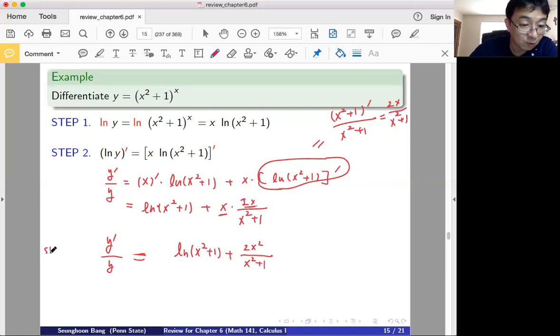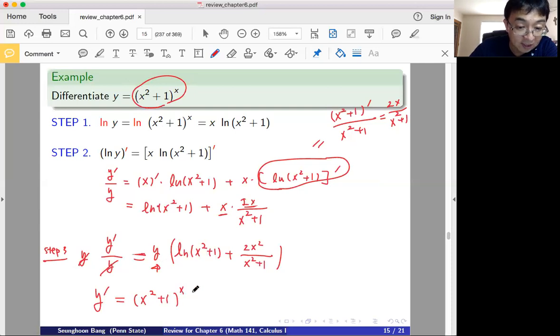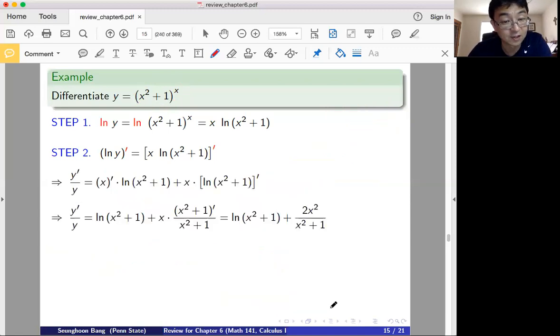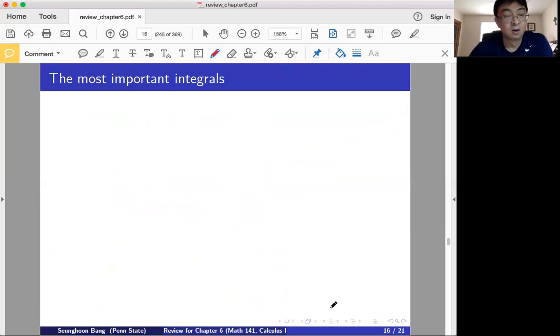So step 3. The third step is to solve this equation for y prime. You multiply both sides by y, and it crosses out. So this is the final answer. y prime is, what's y? You can plug the original one in for y. So x squared plus 1 to the power x times ln of x squared plus 1 plus 2x squared over x squared plus 1. So that's it. This is the whole idea for solving this problem. This is logarithmic differentiation.